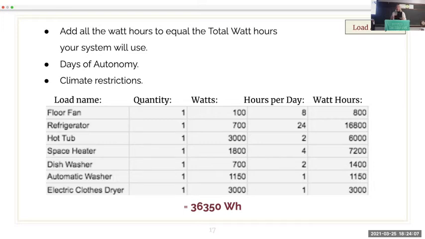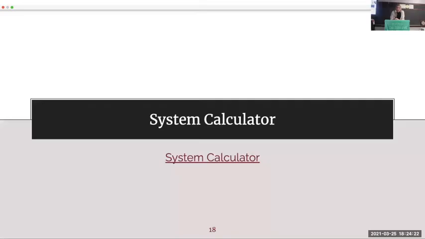So you're never without power. But if you didn't factor in your days of autonomy in your off-grid system, what would happen is that if there was a day where there was no sun, you would not have any power. So that's pretty important. Okay, so now I'm going to show you a calculator that I made to help you figure this stuff out.